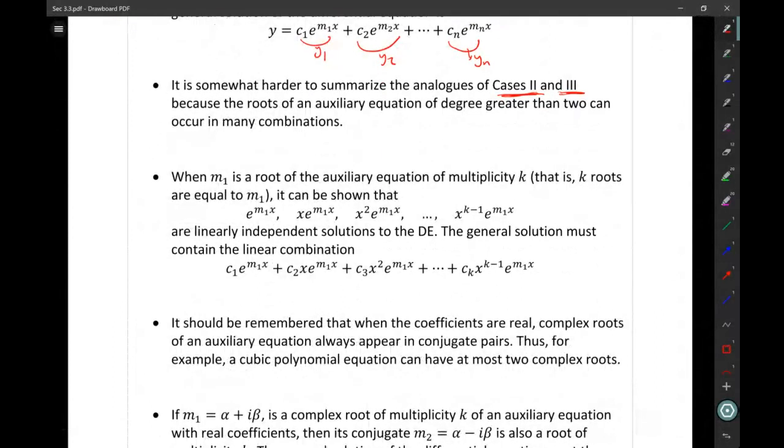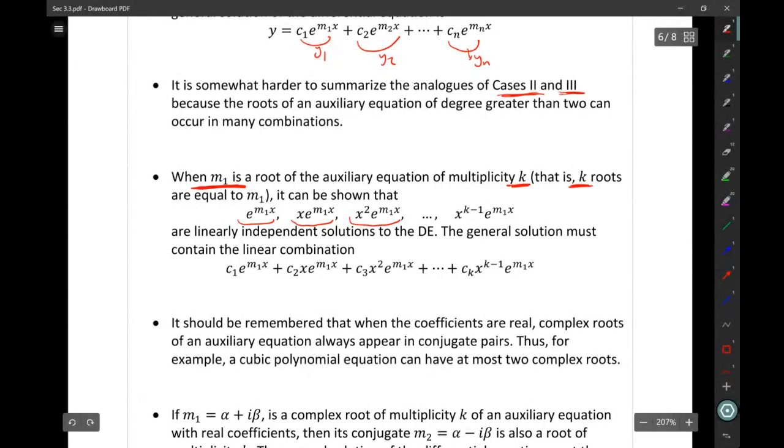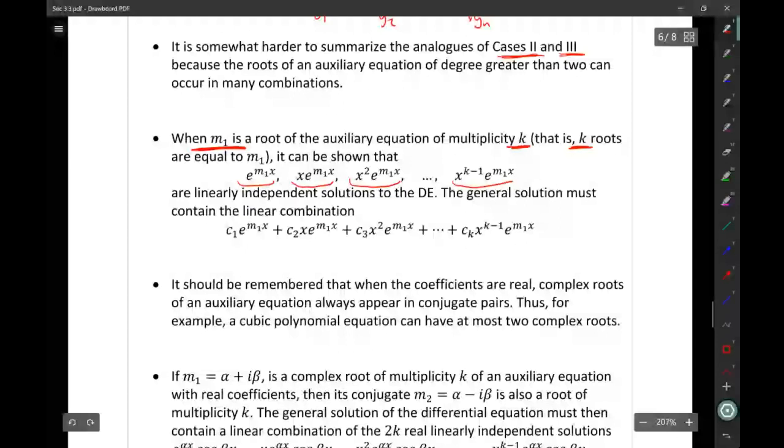But now, if the auxiliary root is m1, which is repeated k times, for example, repeated 5 times, the first solution y1 is e to the power m1 x. For the second solution, you have to multiply the first solution by x. For the third solution, you multiply the first solution by x squared. Then you continue with x cubed, multiplying by the original, until you arrive at x to the power k minus 1 times e to the power m1 x. And the general solution is y1, y2, y3, and so on until yn.